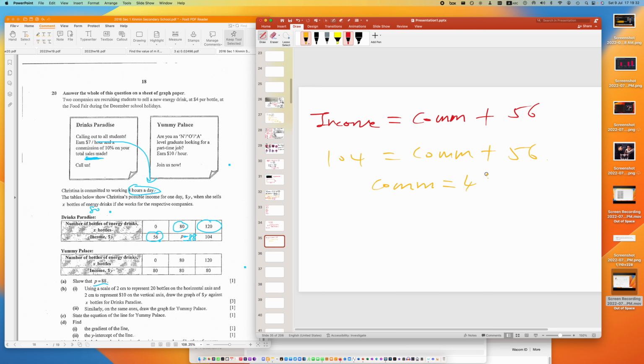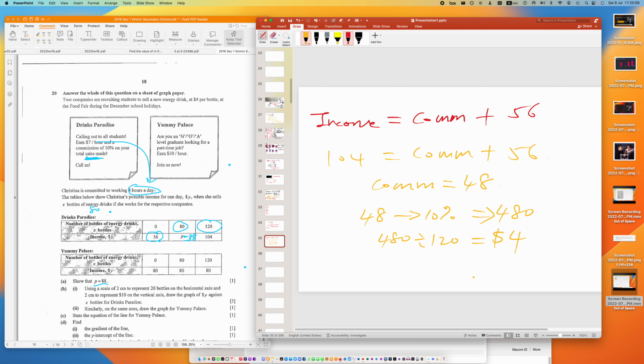But 48, so you divide by 100? No. So 48 is the commission, right? Yes. The 48 is actually only 10%. So 100% is the sales, which is 480. So 480 divided by 120 is the price of one bottle you sell.